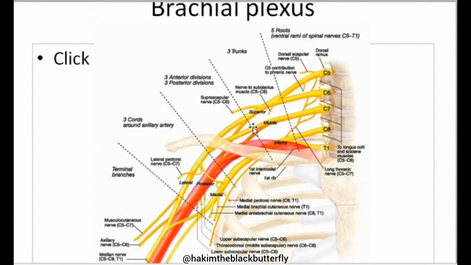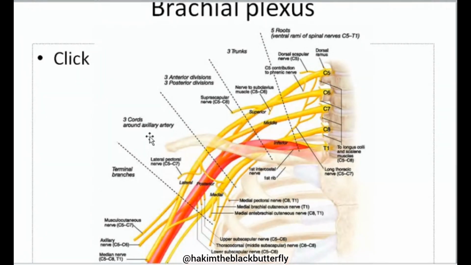The middle trunk is doing the same, anterior division, posterior division. And the inferior trunk is doing the same. It's giving off this anterior division and a posterior division which is deep there, hidden by the clavicle and the subclavian artery. So these are the divisions. In other words, we have 3 anterior divisions and 3 posterior divisions, one from each of the trunks. Then from the divisions, we go to the cords.